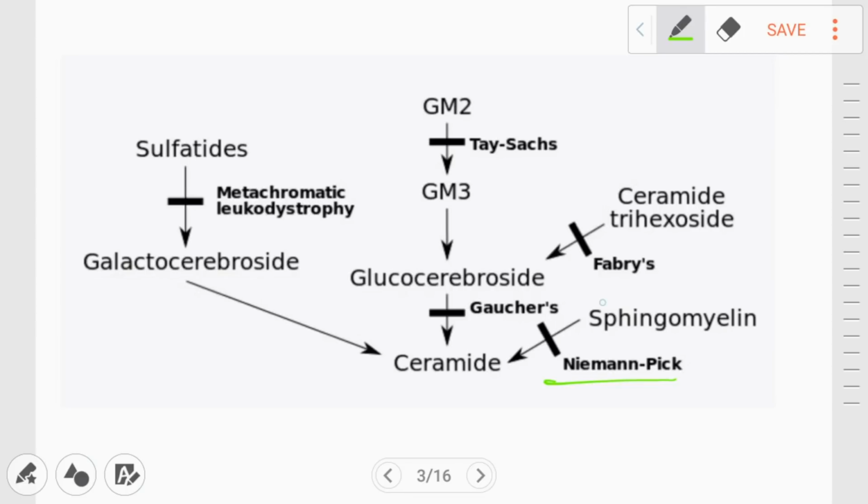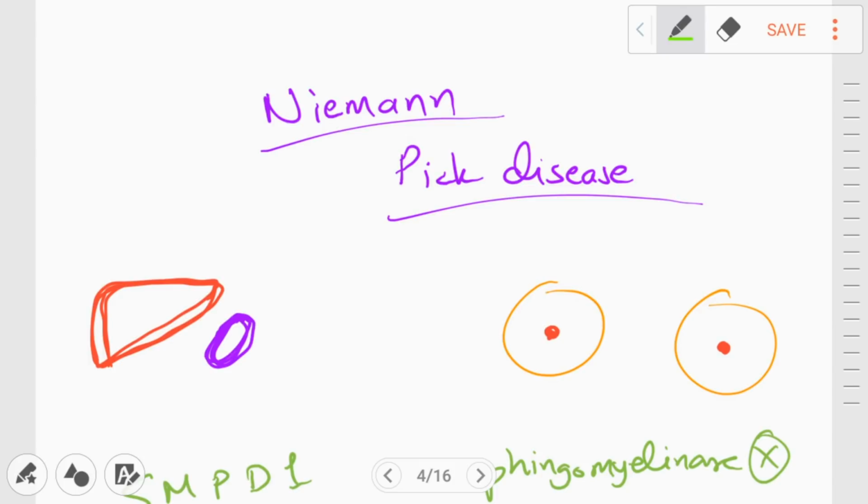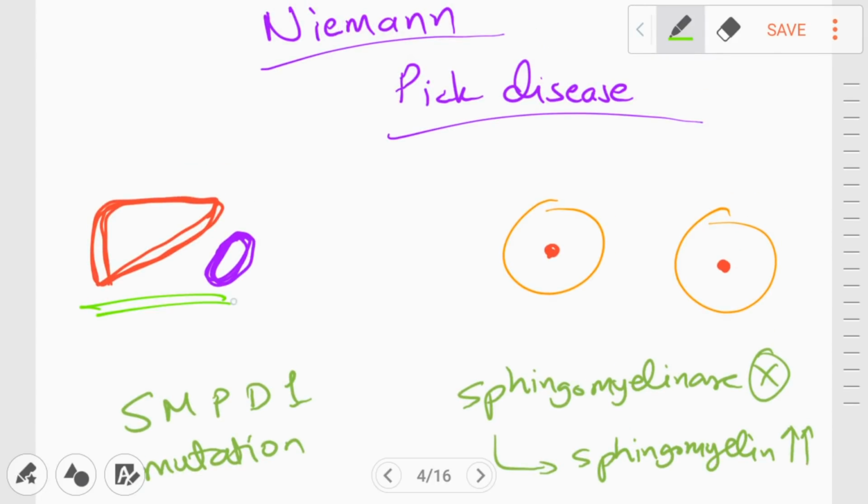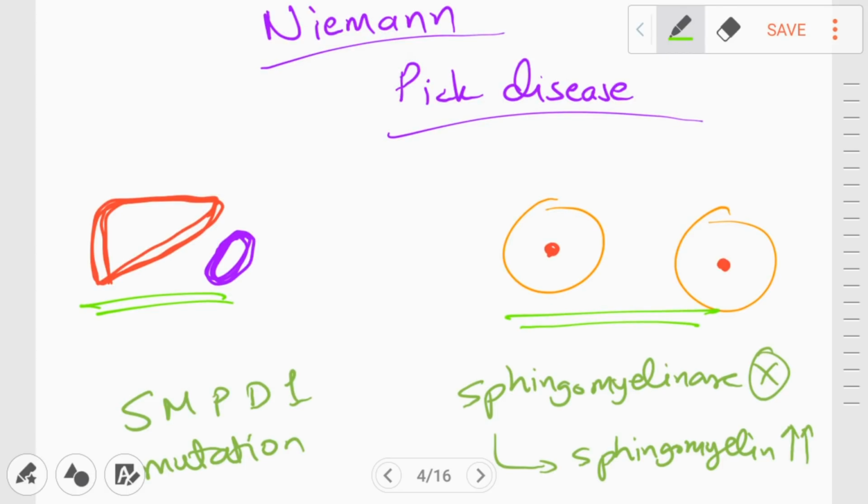From this diagram, what you can see is that if this pathway of sphingomyelin to ceramide is blocked, the substance which will be increased will be sphingomyelin. So we'll take this knowledge and we'll move on to the disease itself. Niemann-Pick disease has a couple of features which we should be aware of. The first being hepatosplenomegaly. So the liver and spleen will be enlarged. On the other hand, there is another feature which is characteristic, which is cherry red spots in the retina.